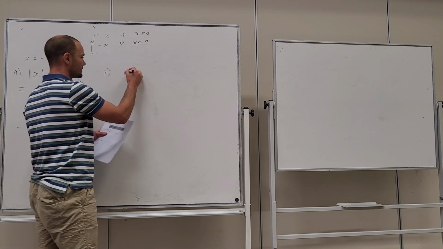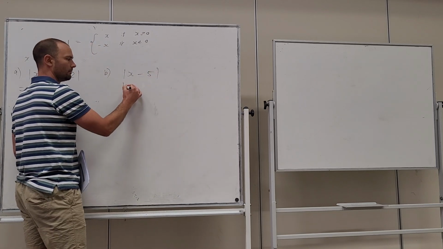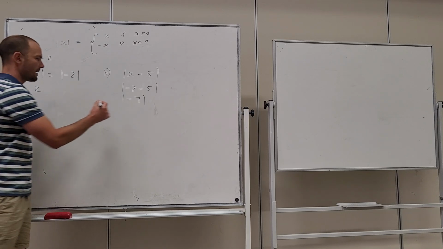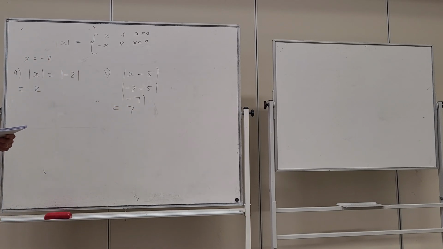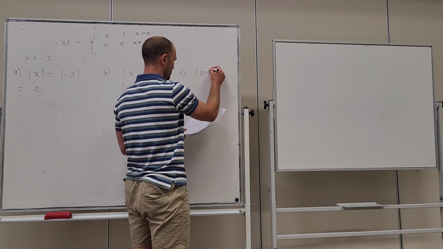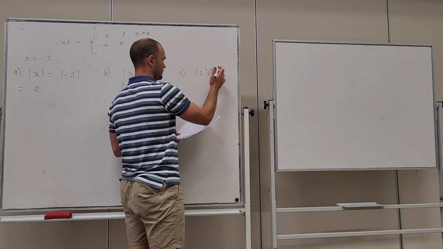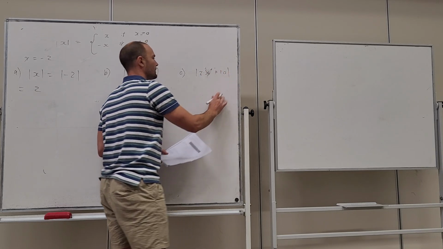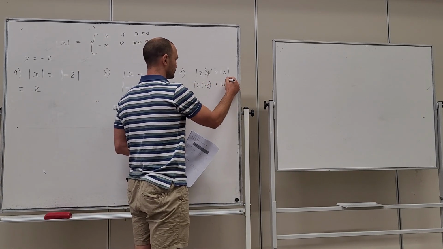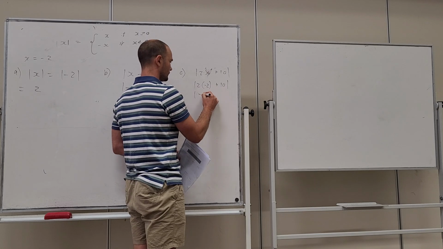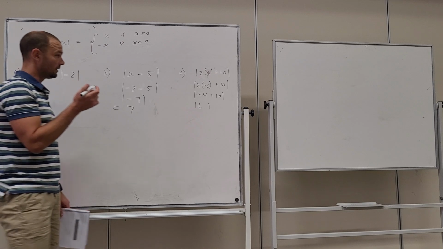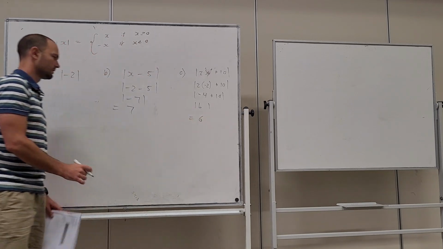Okay, next one, we have the modulus of x take 5. All right, so we would have the modulus of minus 2 take 5, the modulus of minus 7, and all we do is make it positive. That gives us positive 7. C: modulus of 2x plus 10, so we substitute in the minus 2. We have the modulus of 6, and the modulus of 6 will just be positive 6.